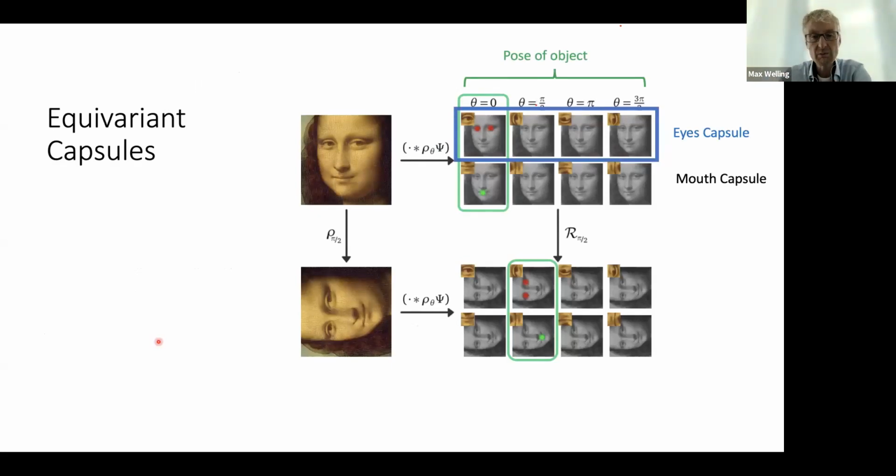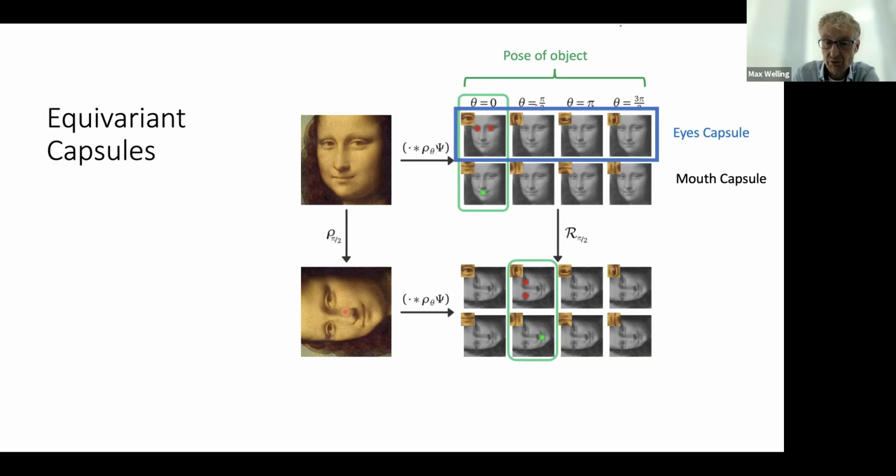Now, to give a little more background on what an equivariant capsule is, let's say I have an input image, and I'm going to analyze it with two filters: an eye filter and a mouth filter. I'm now copying the eye filter and the mouth filter under 4 different orientations. We call the top line the eyes capsule, and the bottom line the mouth capsule. If the image is straight up like this, the eye detector will fire here and here, and the mouth detector will fire here and here. In the other parts of the capsule, you will see nothing.